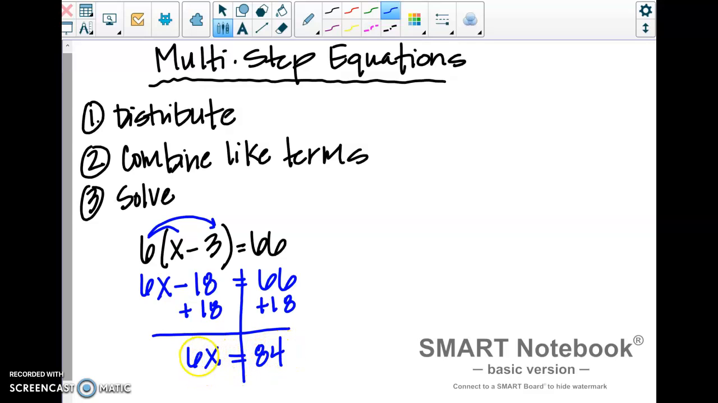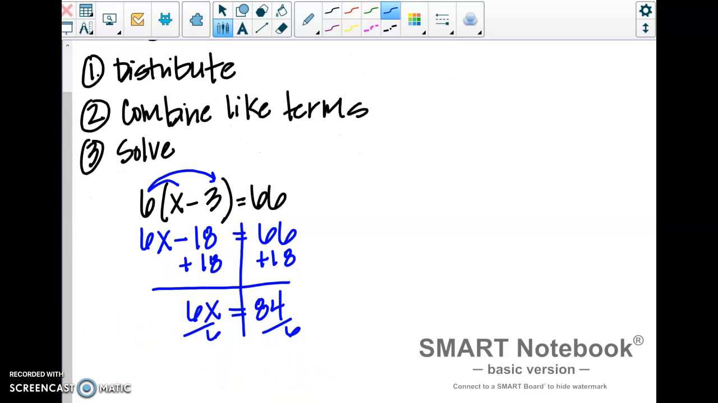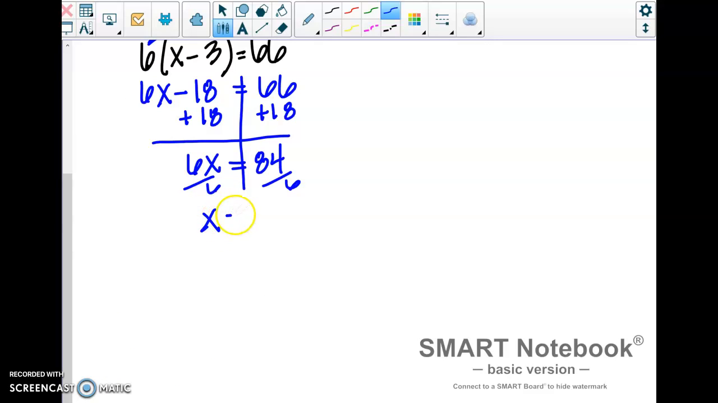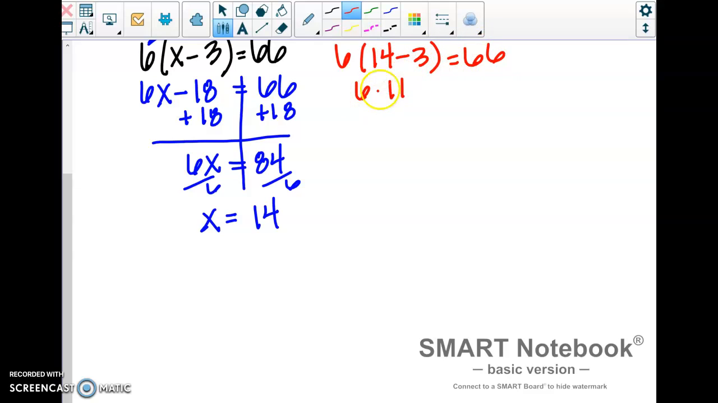To get x by itself now, they're multiplying by 6, so I'm going to do the opposite. I'm going to divide by 6. And so we are left with x equals 14. We can always double check by plugging that in up here. Instead of 6(x - 3), make it 6(14 - 3), and check and see if it does equal 66. Well, 14 minus 3 is 11. 6 times 11 is in fact 66. So we know that we did this right. You can always go back and check on equations.